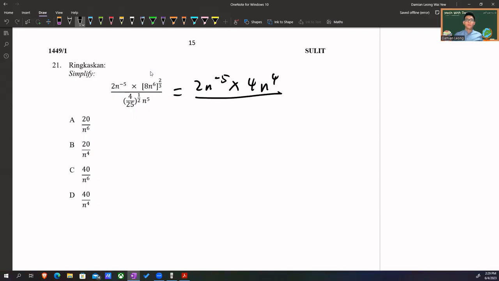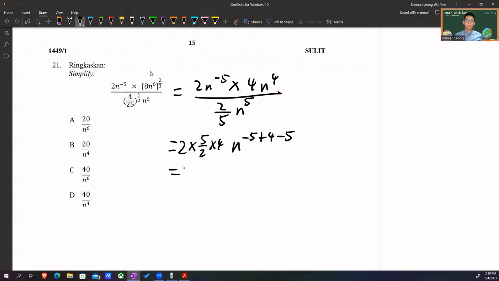This one, power half. 4 to the power of half is 2. 25 to the power of half is 5. So 2 over 5 n to the power of 5. Now I combine. So 2 divided by 2 over 5. Divide by a fraction is the same as times, flip the fraction around. Oh, sorry, I missed out this times 4 as well. And then the n power -5 times power plus 4 divide power minus 5.